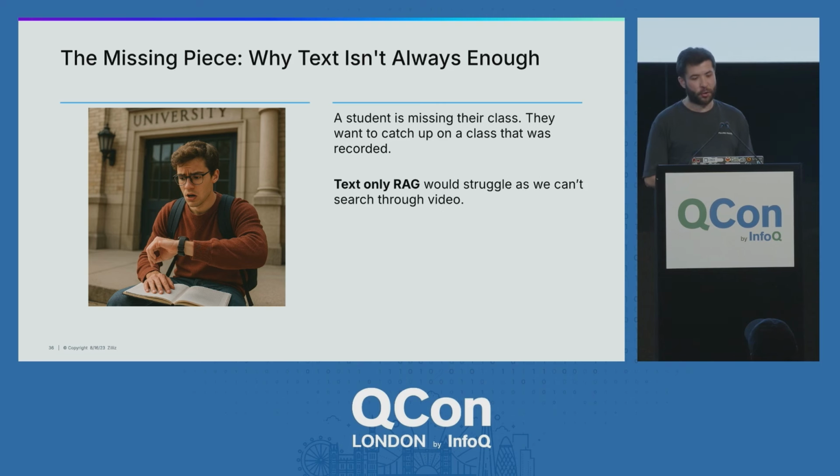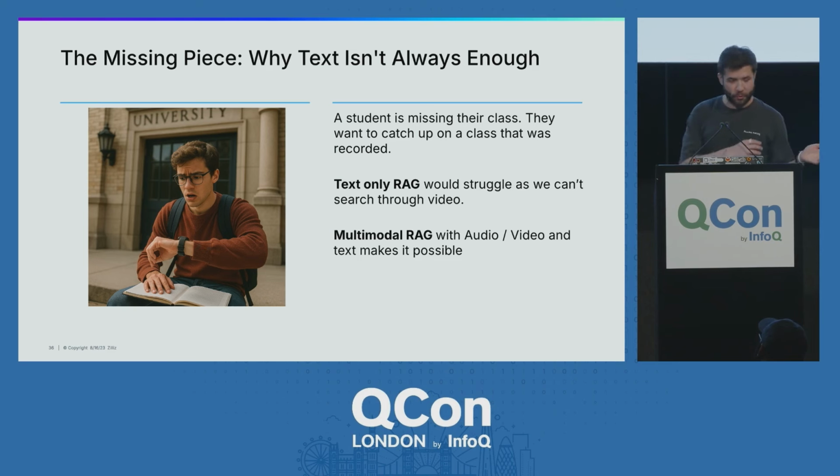But let's say you're using text-only RAG. Then what you're going to have is a transcription of the audio of the class. But this class was about backpropagation in neural networks. This is something that is very visual to learn. Usually, you see the backpropagation yourself. And if you're only going to use text RAG, then you're actually not going to be able to catch up on anything. So you're going to use multimodal RAG with audio, video, and text.